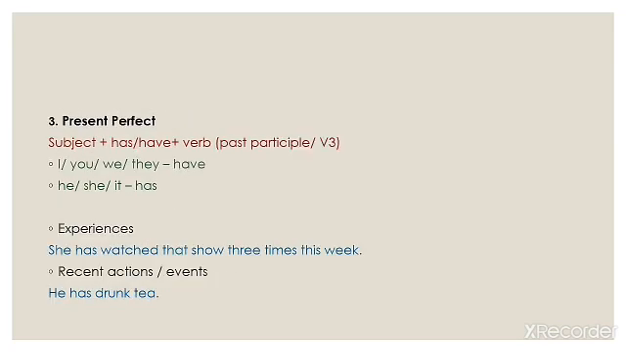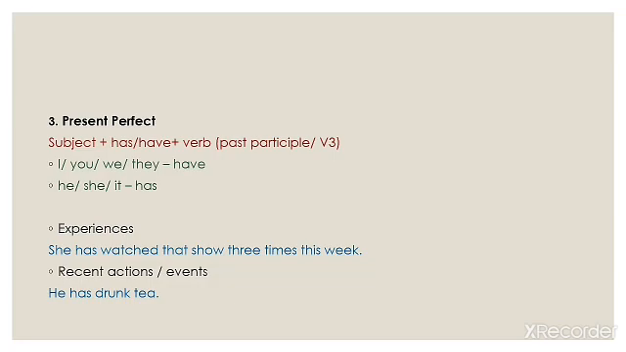The next one is present perfect. The rule for present perfect is subject plus has or have plus verb. With that we use the past participle, or the third form of the verb. So with I, you, we, they we use have. With he, she, it we use has.